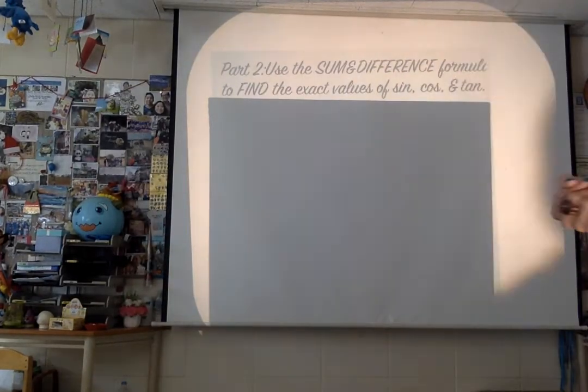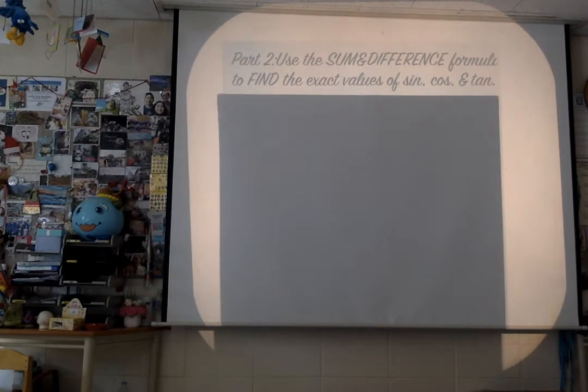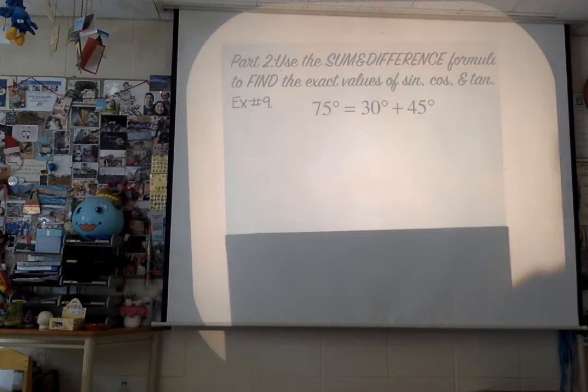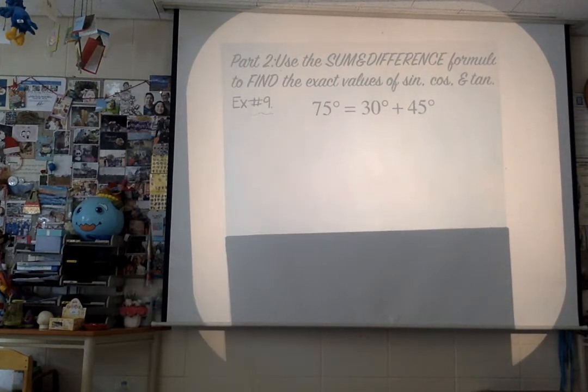Hello! Part 2 time! Alright, part 2. Using the sum and difference formula to find the exact values of sine, cosine, and tangent. We gotta find all 3. Now look at this. This is number 9 from your book, so make sure you write the numbers.